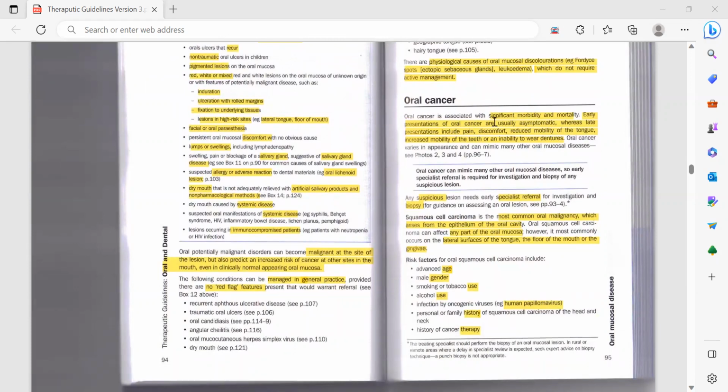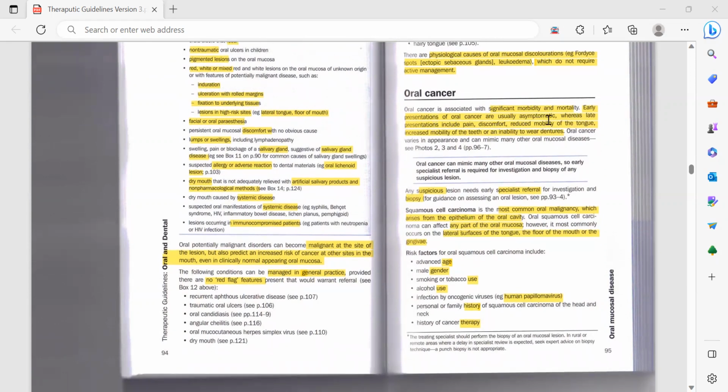Oral cancer is associated with significant morbidity and mortality. Early presentation of oral cancers is usually asymptomatic, because the early presentation would be very small and tiny. The patient would think this is only an aphthous ulcer, or this is only a traumatic ulcer, or this is just a normal thing. I'm not worried about this, people would say.